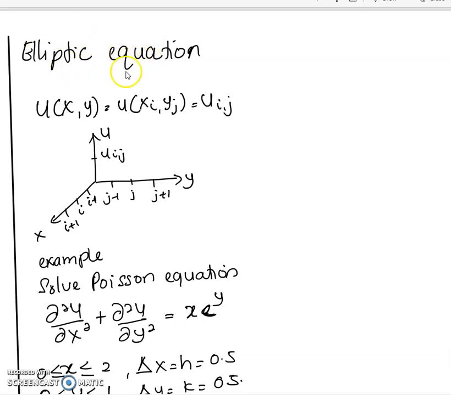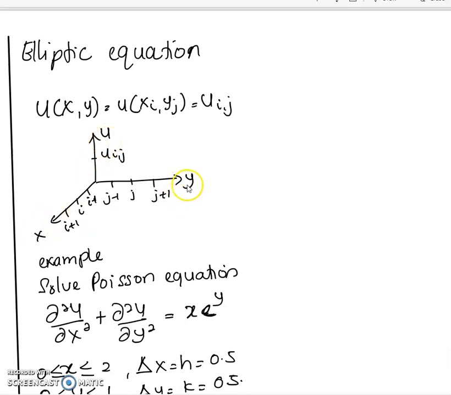An elliptic equation is typically associated with steady state behavior. For example, here we write the Poisson equation: del squared u over del x squared plus del squared u over del y squared equals x to the power y. In this case, we can see that we have a two-dimensional problem. U is a steady state.